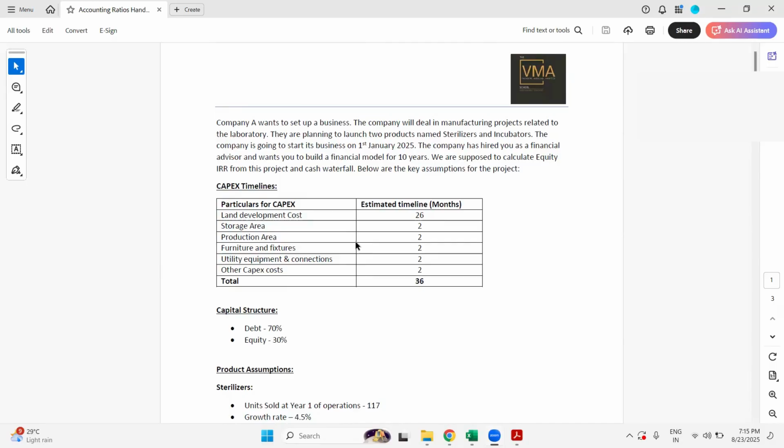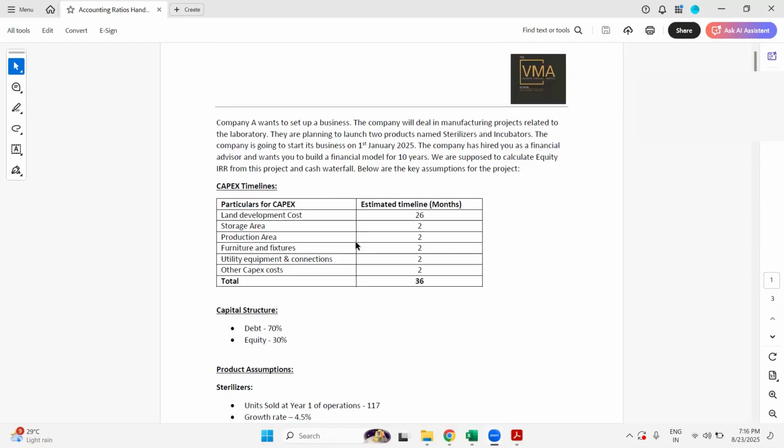Now, one thing that is very important to note here is that your financial model should be dynamic enough that it can handle all situations. By this, I mean that your formulas should be dynamic enough so that if any user of the model changes any inputs, then he or she can get the desired results. So, guys, first of all, let's try to look at what the timelines are.